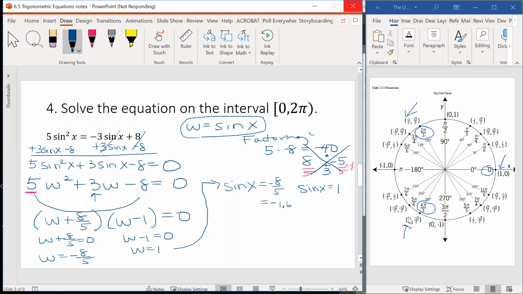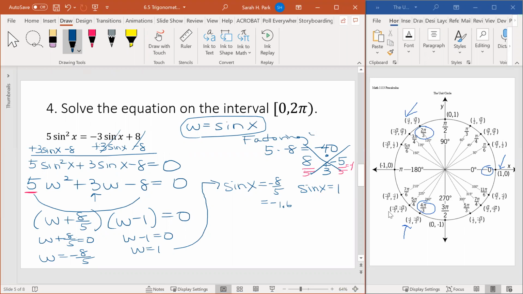And if you look on the unit circle, -1.6 would be down here. There's no value that's less than -1 on the unit circle. So for sine of x equaling -1.6, there's no solution that'll give you -1.6. Whenever you get a value that's bigger than 1 or below -1, remember that on the unit circle, everything is between -1 and 1. So there's no solution for this.